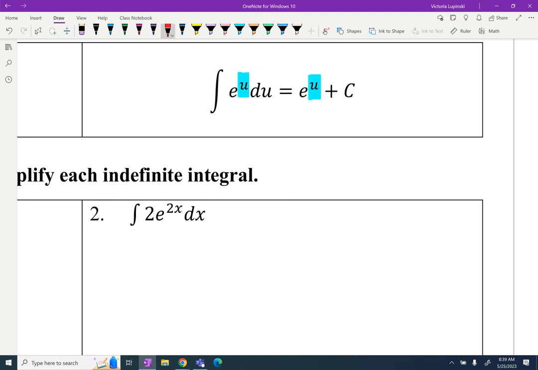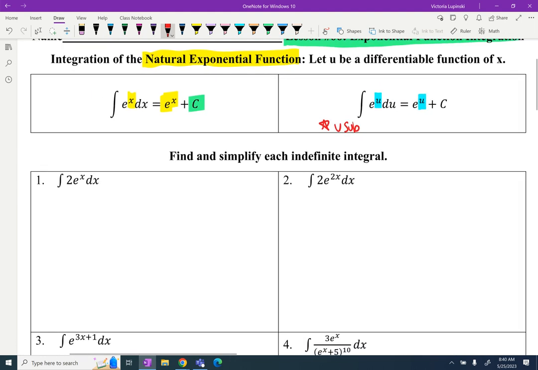Keep in mind that if you're doing u's, you still have to use your friend u substitution. You probably will enjoy this more than yesterday because, again, you guys seem to be really good at u substitution. We've done it now for several months, and now we just have to apply it to our exponentials. So on the front here, you're trying to get down to one of either of those, e to the x or e to the u du.